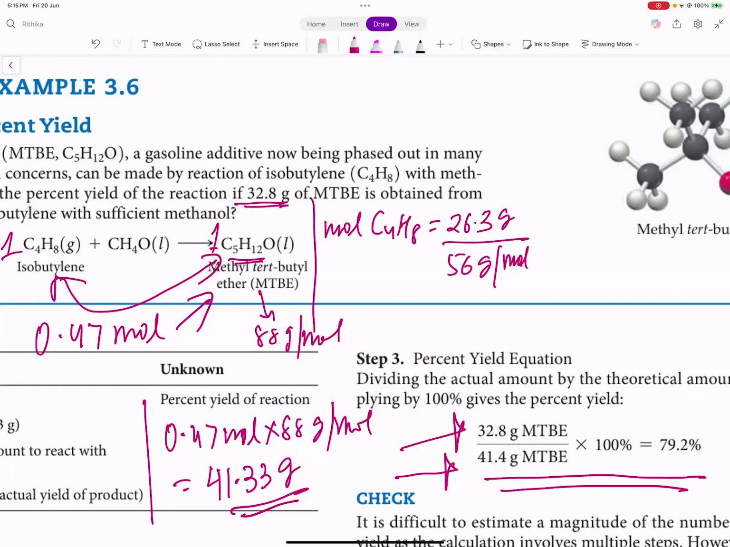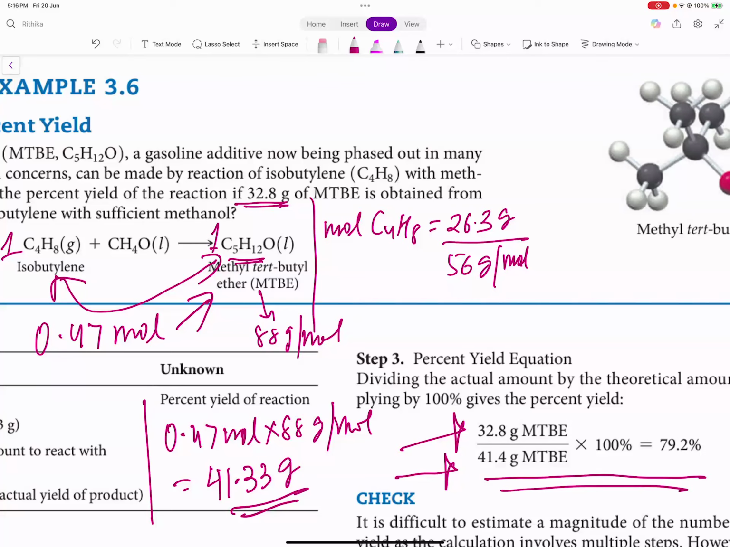41.333 is what they have taken as 41.4, because they use more precise molar masses. But they have asked for the percentage of MTB, right? Because MTB is the product, right?